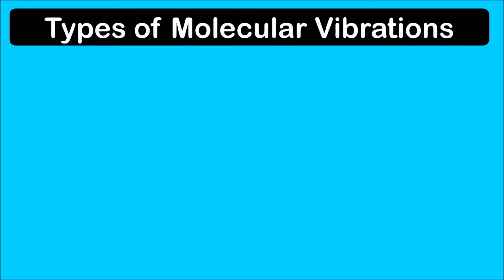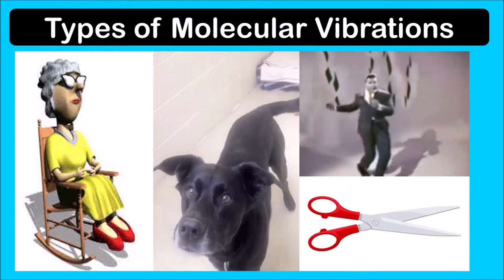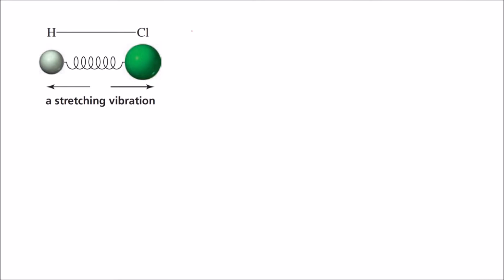So now we are starting with infrared spectroscopy. First topic is what are the different types of molecular vibrations. From this image you cannot find out what exactly this is, but you will come to know in a moment. First of all, let us understand what exactly happens in a molecular vibration.